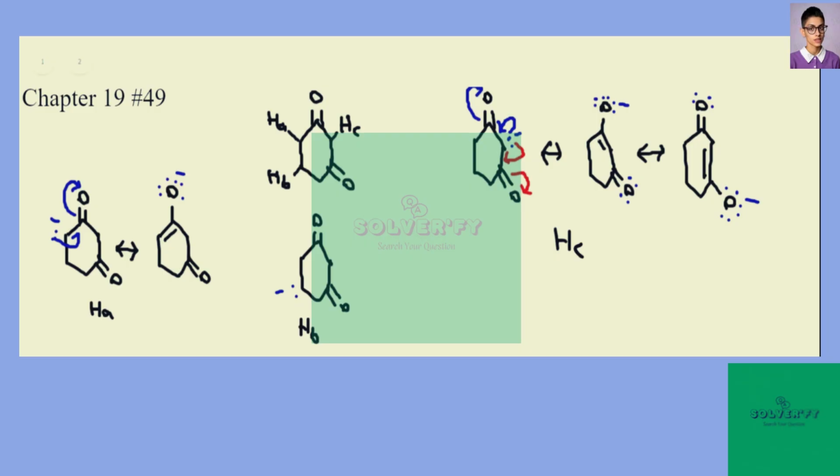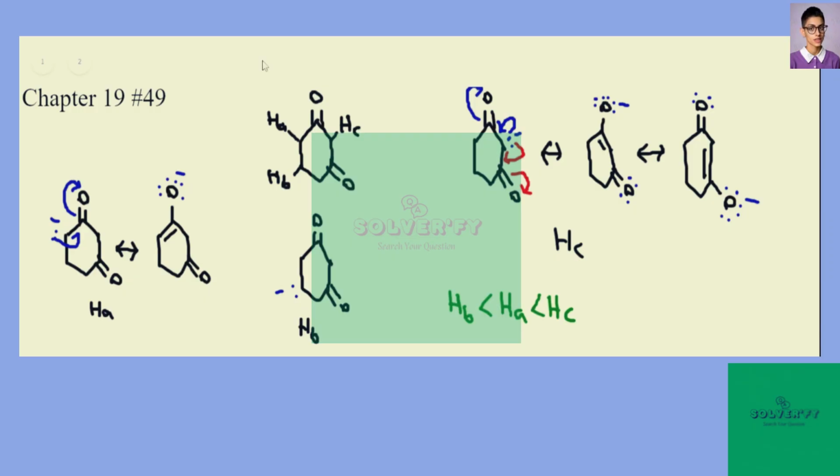So in order of increasing acidity, remember that the more stable conjugate base is going to have the more acidic acid. And so number of resonance structures correlates directly with stability. So HB only has 1 resonance structure, so HB is going to be the least stable base and therefore the weakest acid. HA has 2 resonance structures, so it's going to be intermediate in terms of conjugate base stability and therefore acidity. And HC with 3 resonance structures is going to be the most acidic.